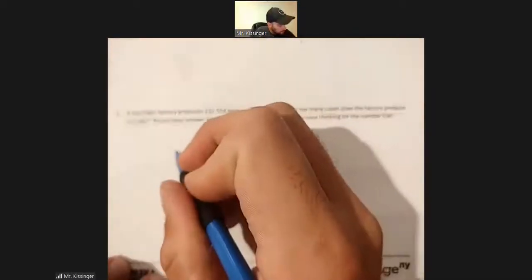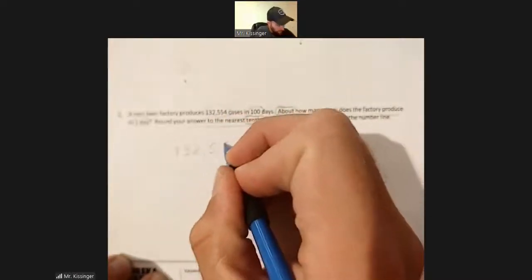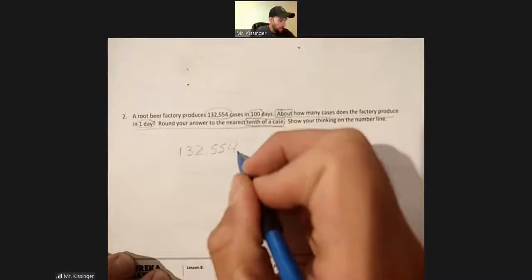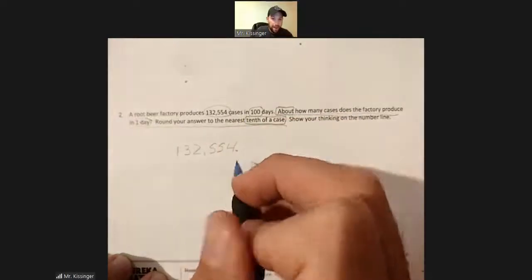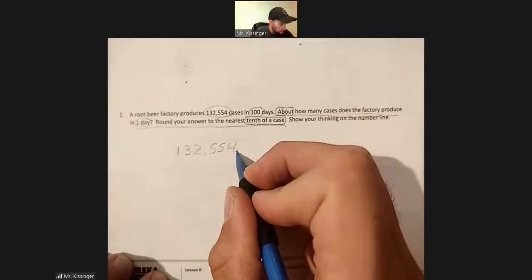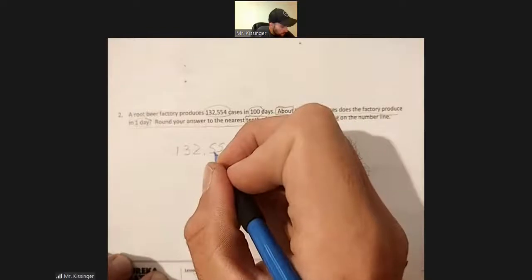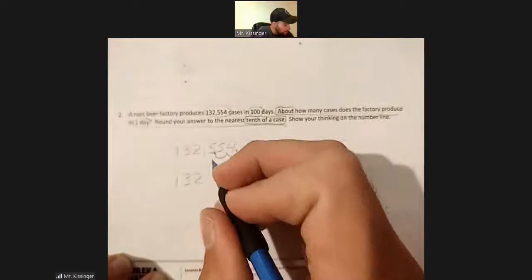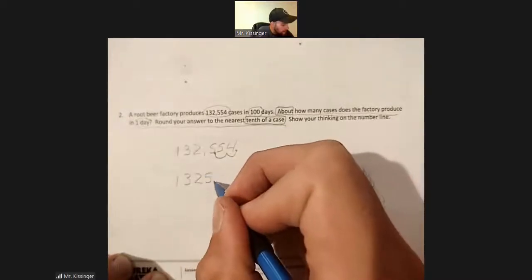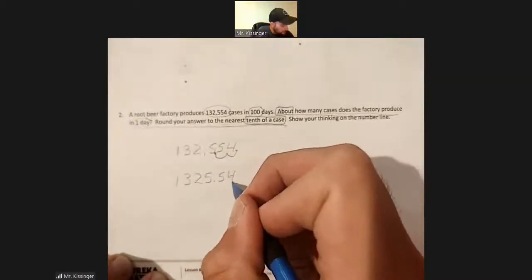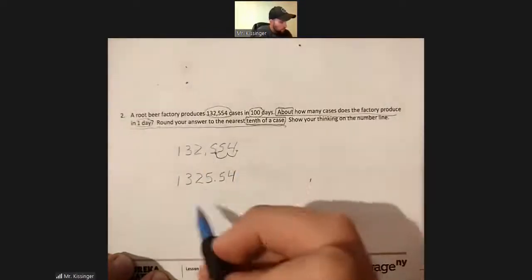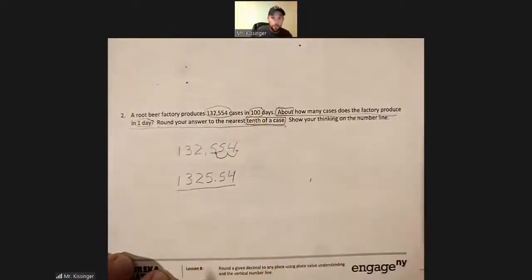So we take our number 132,554, and we're going to divide by 100. And when we divide by 100, we're going to move our decimal place over 2 places. So we're going to put it right here, and we end up with 1,325.54. But we're not done yet. We need to round to the nearest tenth of a case.